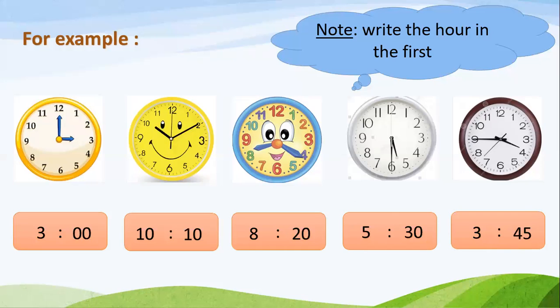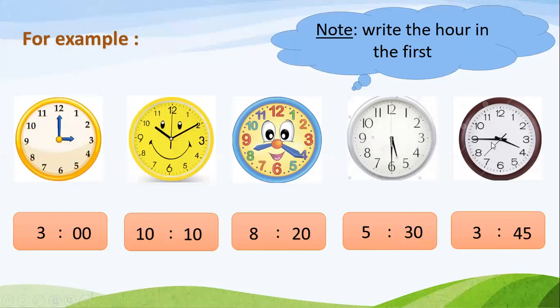Again, my dear students, a digital clock is formed from two parts. The first part is for hours, while the second part is for minutes.